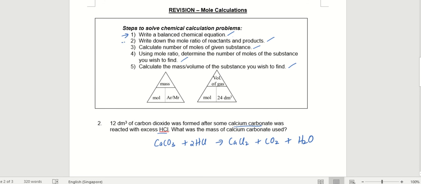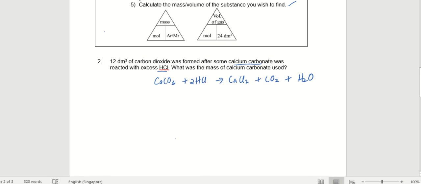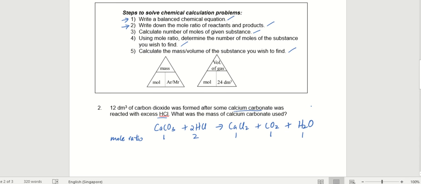Now we do step 2. Write down the mole ratio of the reactants and the products. So let's write down the mole ratio here. We can see from the balanced chemical equation that 1 mole of calcium carbonate reacts with 2 moles of hydrochloric acid to give you 1 mole of calcium chloride, 1 mole of carbon dioxide, and 1 mole of water. Okay, so step 2 is done.